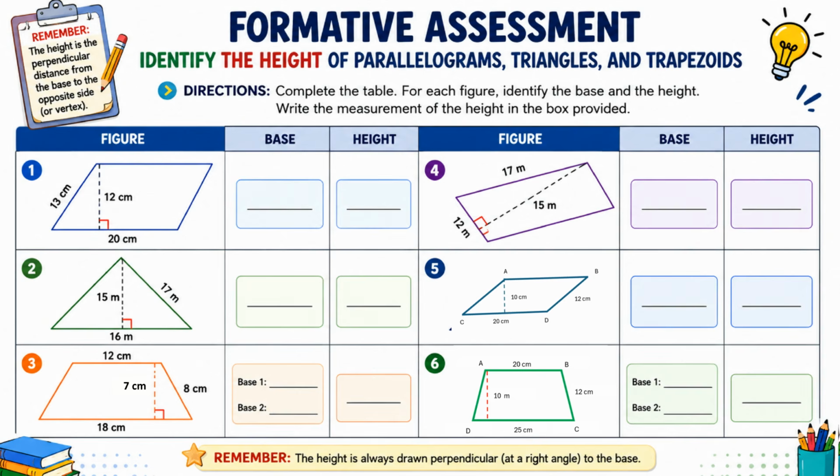Now it's time for a quick formative assessment. Complete the table on your worksheet by identifying the base and height measurements for each of the 6 figures. Remember, height is always drawn perpendicular, or at a right angle, to the base.